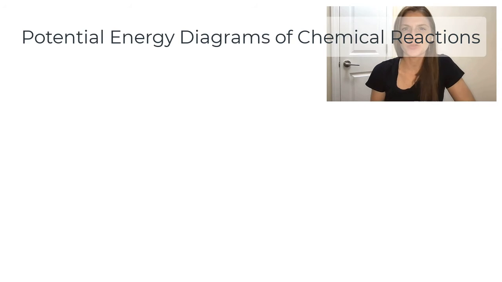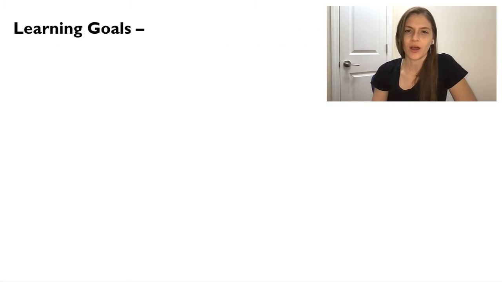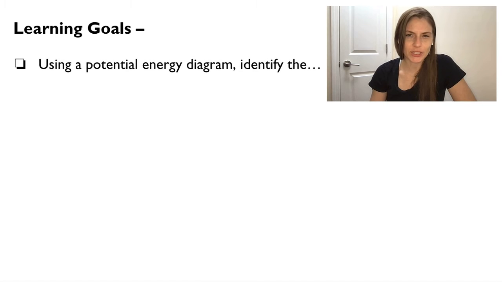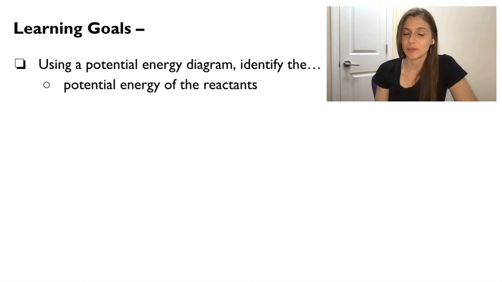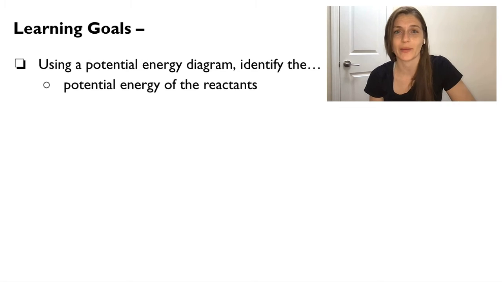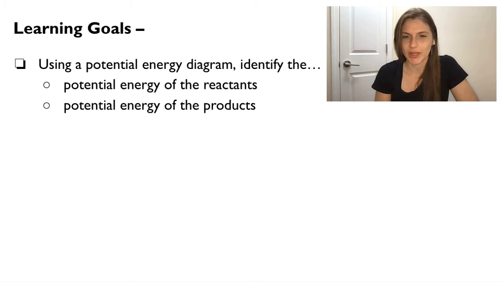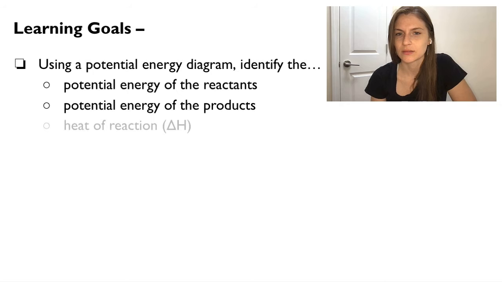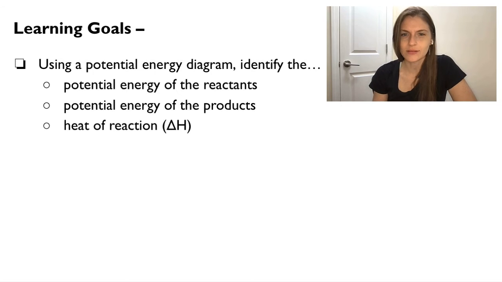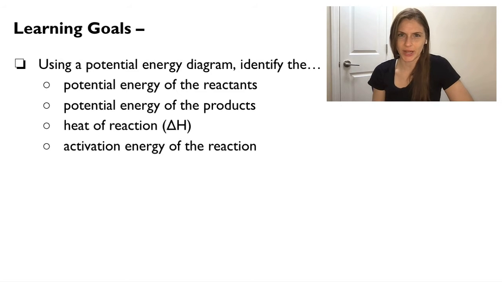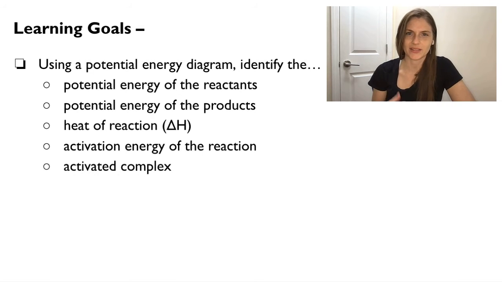Welcome, chemists! Today we are going to be talking about how to read a potential energy diagram of a reaction. Our learning goals for this video are to use a potential energy diagram to identify the potential energy of the reactants of a chemical reaction, the potential energy of the products, the heat of reaction, the activation energy of the reaction, and the activated complex in the reaction, all using a potential energy diagram.